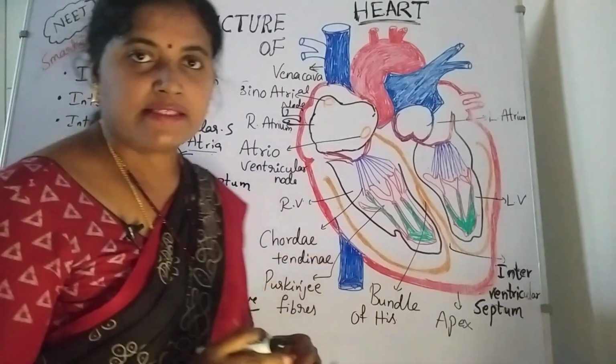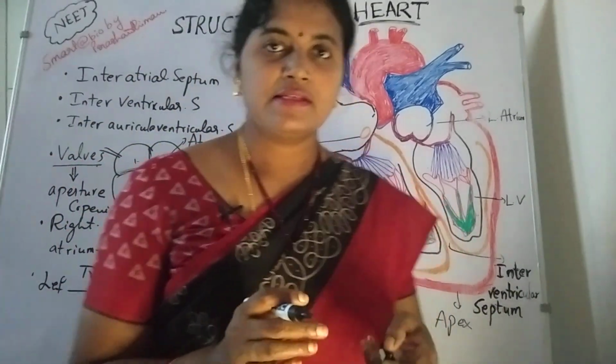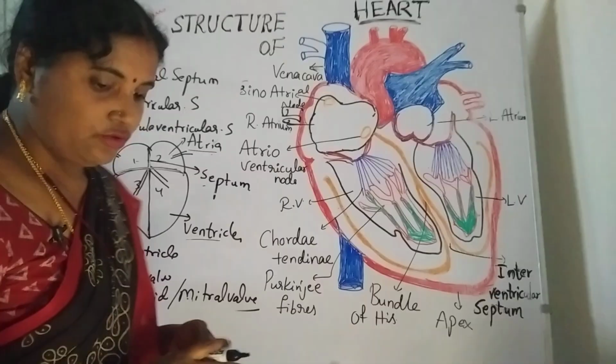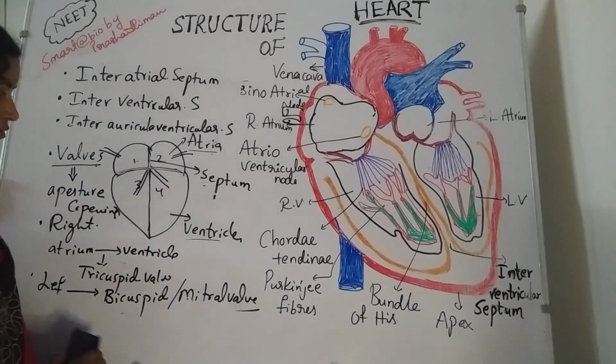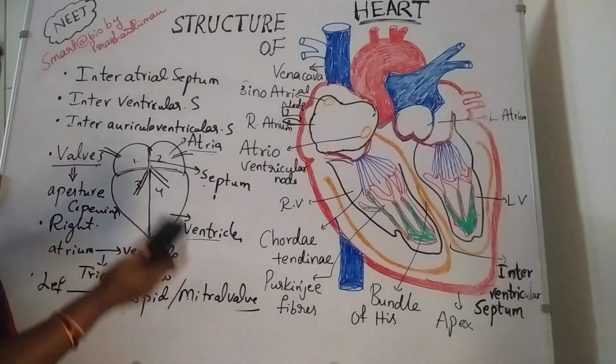Now we'll see the ventricle structures. Ventricles are the largest chambers, so I'm writing the points one by one. Take the screenshot, then we'll go to the ventricles.